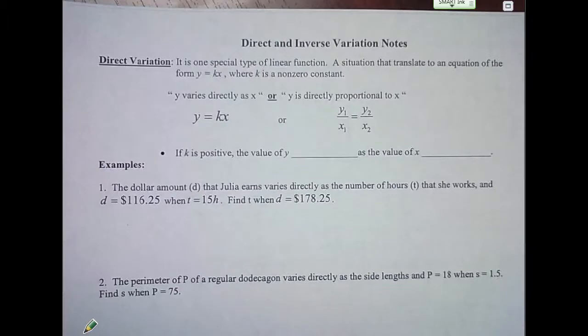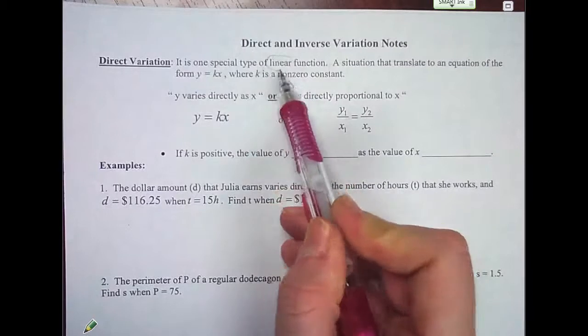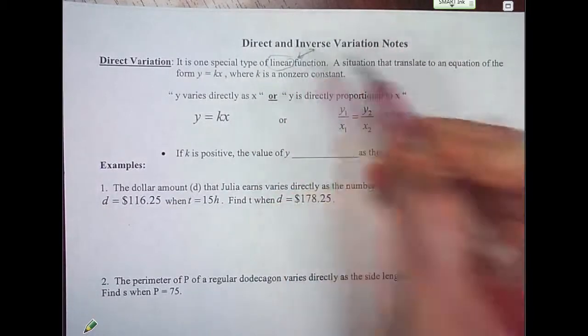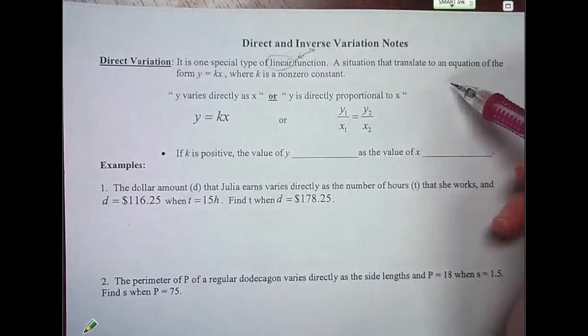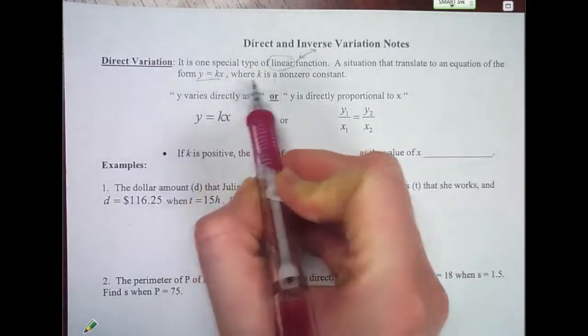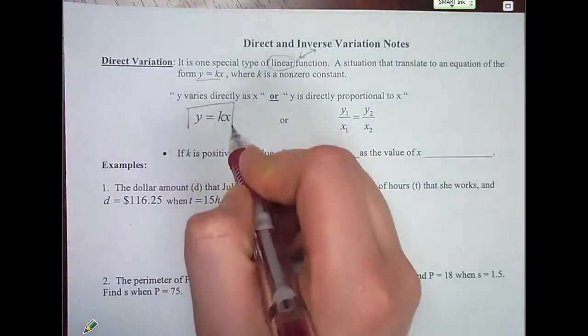So we're going to talk about direct and inverse variation. The first type is direct variation, and it says it is one special type of linear function. A linear function is just a graph that makes a straight line. And a situation that translates to an equation of this special form, where k is a non-zero constant, is direct variation. So this is what you need to know for direct variation.